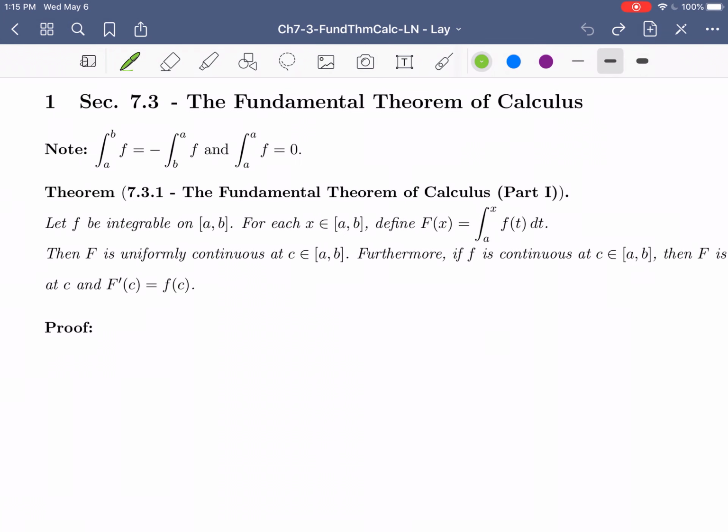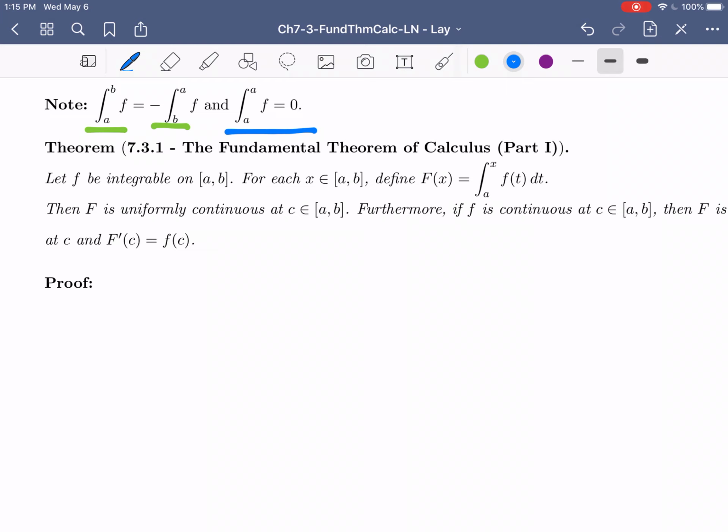So when we look at a Riemann integral from a to b of a function, this is equal to the negative of the Riemann integral from b to a. And also, if you look at the Riemann integral from a to a of f, that will be equal to 0. All right, so fundamental theorem of calculus, part 1.